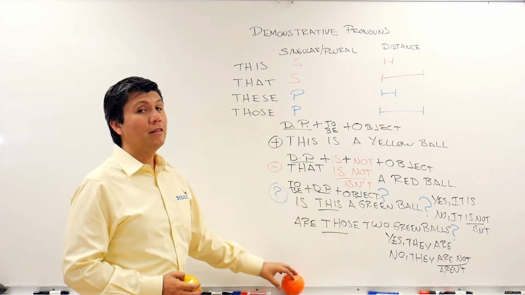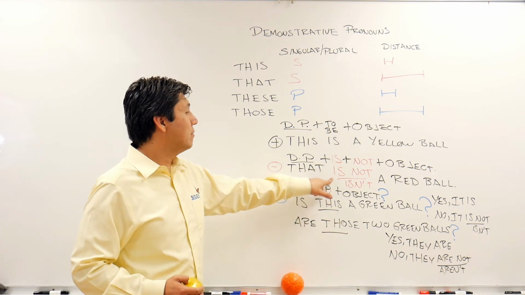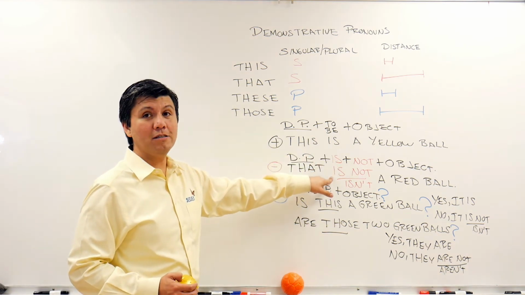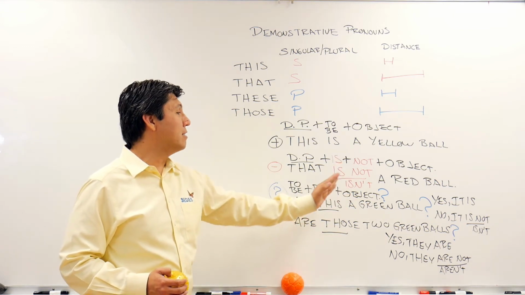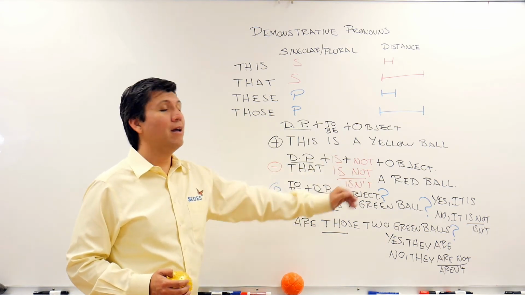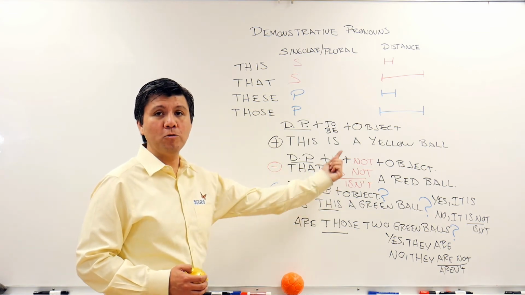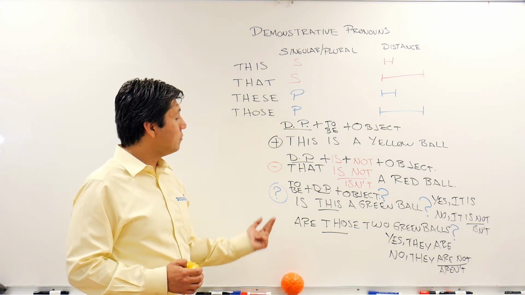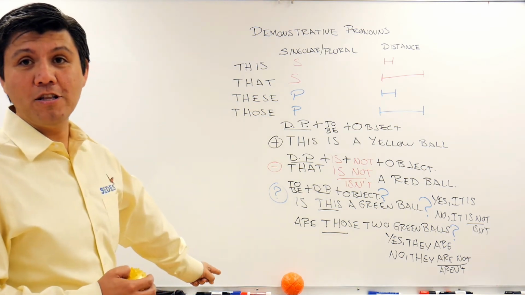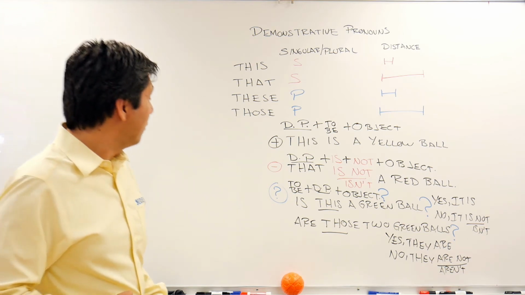Negatives. Demonstrative pronoun, that, then verb to be, is, then the negative auxiliary, not. That is not, or that isn't, a red ball. Again, demonstrative pronoun, verb to be, negative auxiliary, and object. That is not, or that isn't, a red ball.